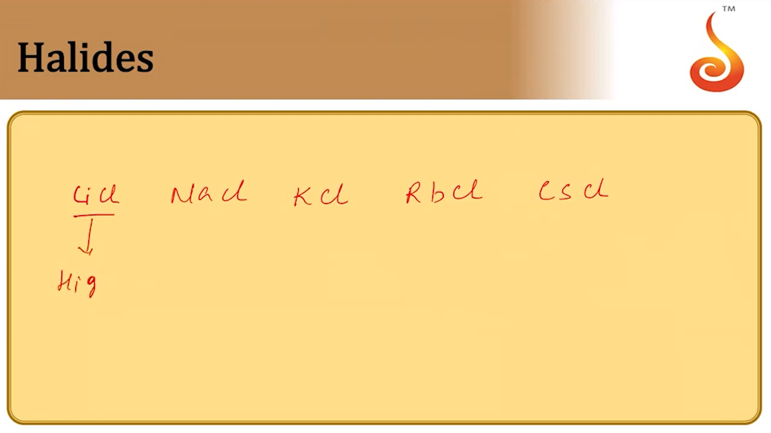Therefore, LiCl is going to have higher lattice enthalpy, higher lattice energy. So CsCl is going to have lesser lattice energy than now. Then comes regarding melting points. When the compound has higher lattice enthalpy, the melting point must also be higher.